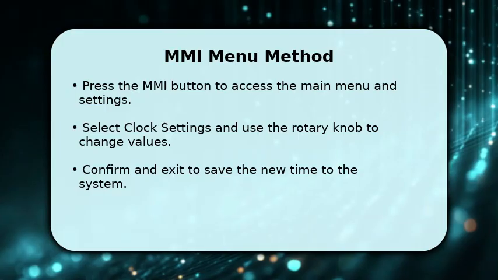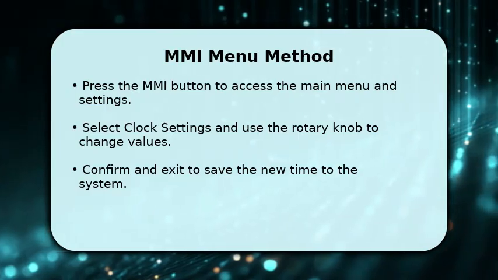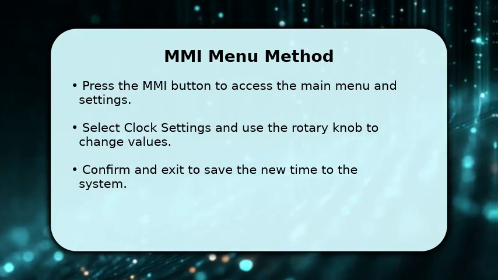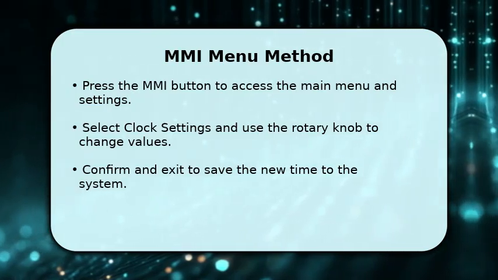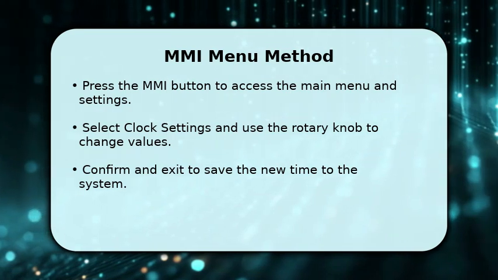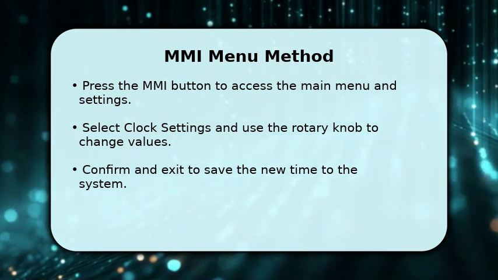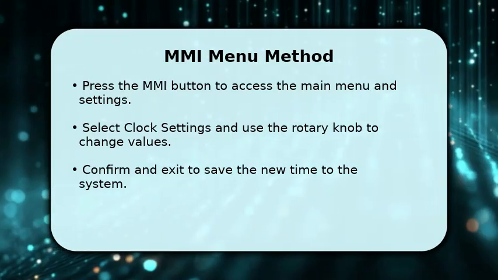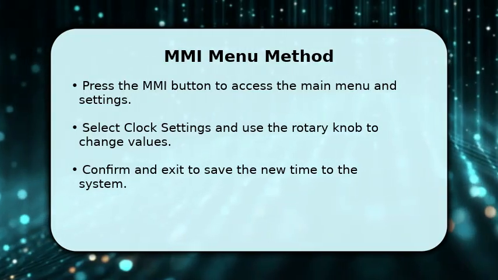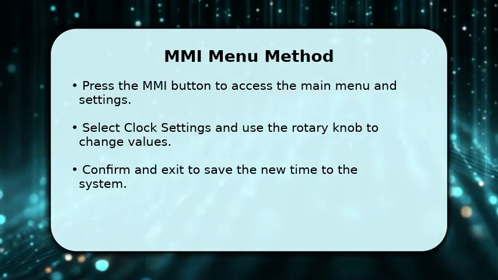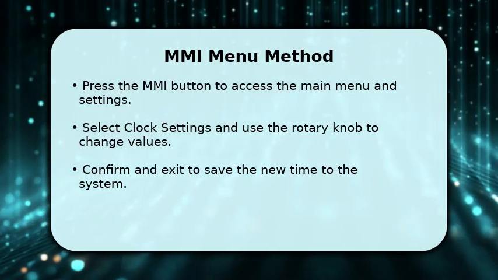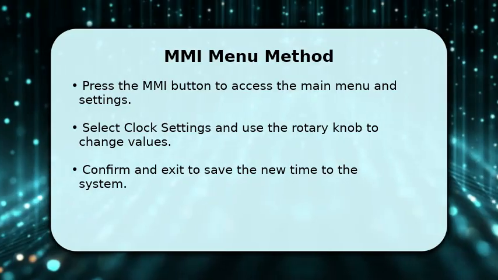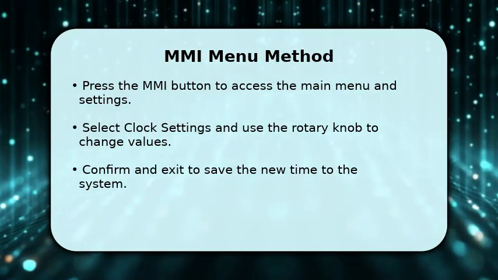Access the MMI by pressing the main control button and navigate to Settings, then Clock Settings. Use the rotary knob to highlight hours and rotate to set the correct hour, then repeat for minutes. After adjusting, choose Confirm or Save so the system stores the updated time. This method works reliably for most Audi A5 trims with an MMI screen and keeps the display synchronized with your preferred format.